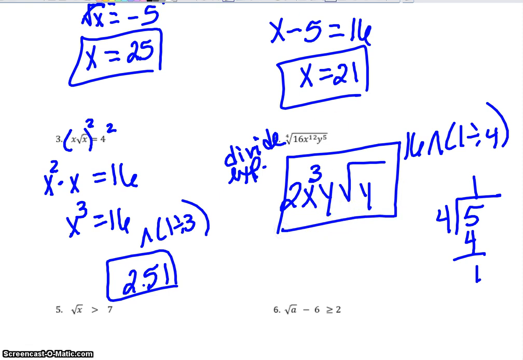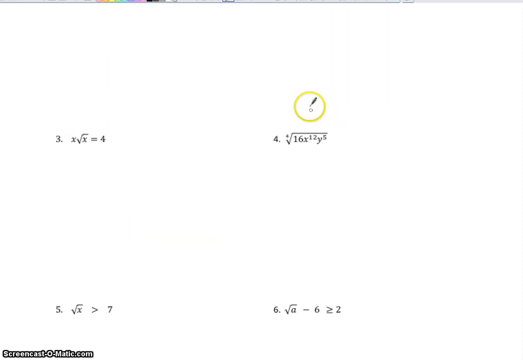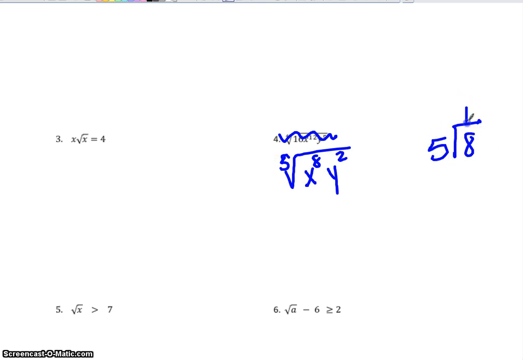I'm going to clear this off and I'm going to just make up a problem. Just dealing with variables, okay? If you want to put it on the back of your notes or wherever, or just watch. If you have the fifth root of x to the 8th y squared, 8 divided by 5 is 1 with a remainder of 3.